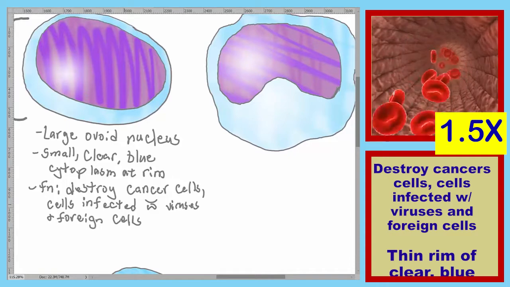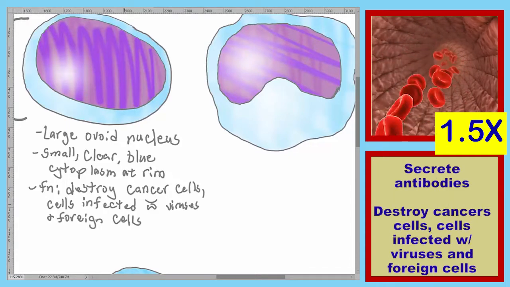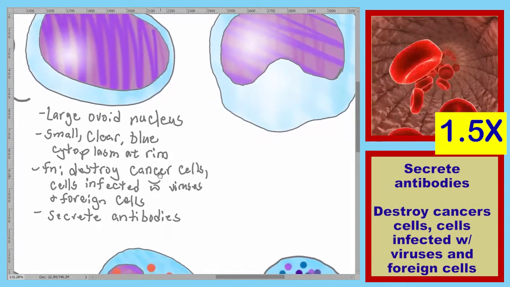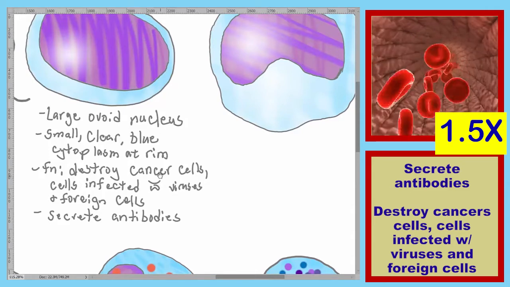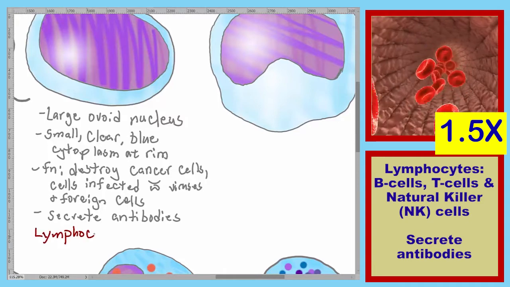So this is a general function of the entire group of cells. Now this next function is really specific to one of these, and this is the secretion of antibodies. One group secretes antibodies. So let's indicate that here. And now for the name of these cells. These cells are the lymphocytes, and there are three groups of lymphocytes: the B cells, the T cells, and the natural killer cells, or the NK cells. We're going to indicate the lymphocytes and those three names here.